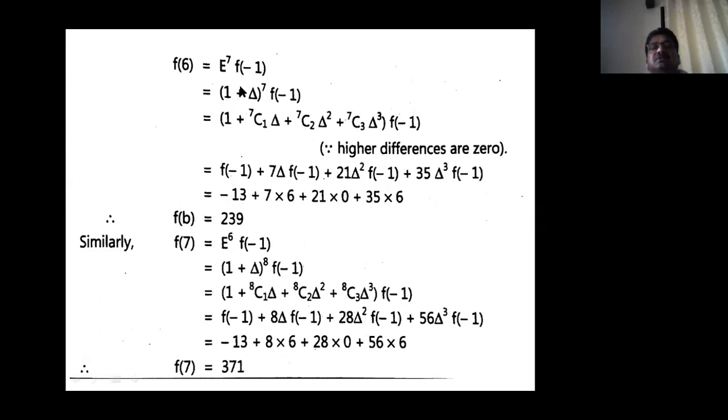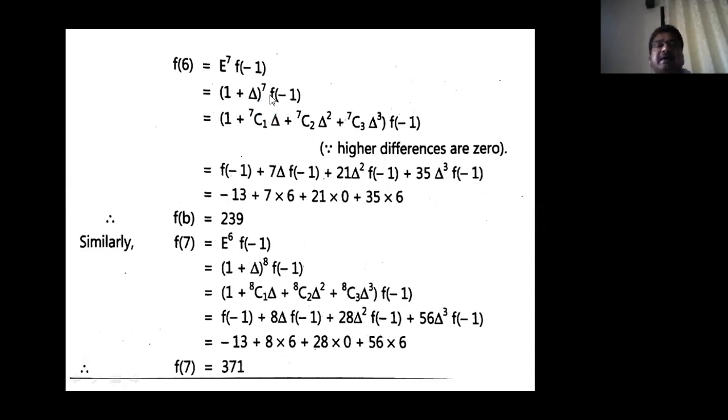Then E is 1 plus delta. So (1 plus delta) raised to 7 of f(-1). Then obtain the expansion of (1 plus delta) raised to 7 by using the binomial theorem. We have a total of 8 terms, but here only the first 4 terms are needed because the further differences are 0. So what is the expansion of (x plus y) raised to 7?